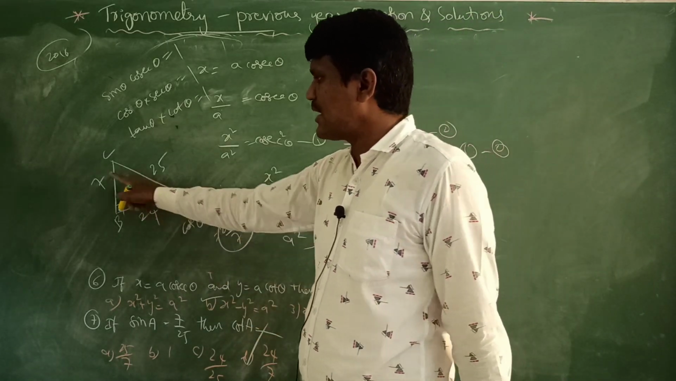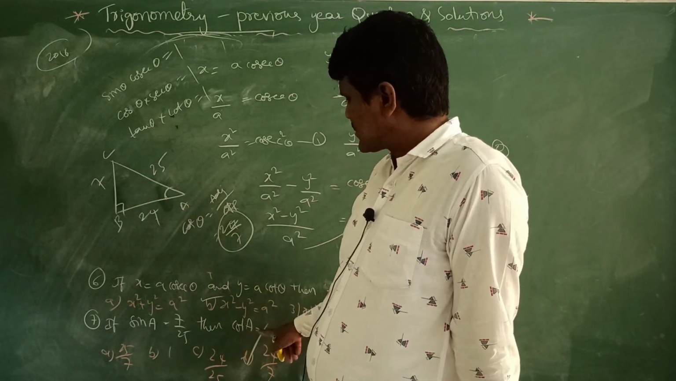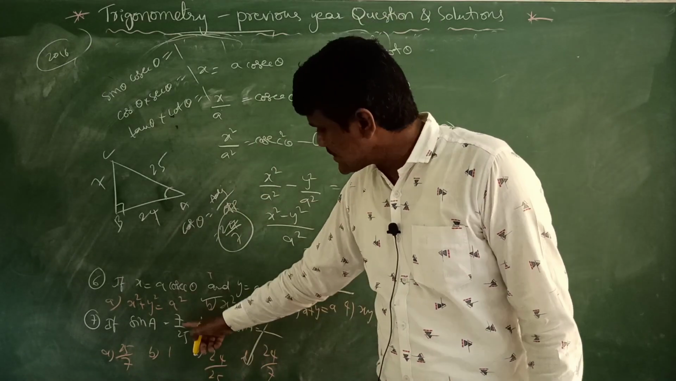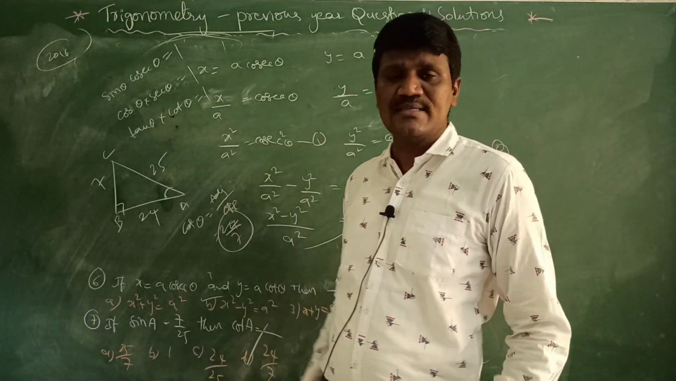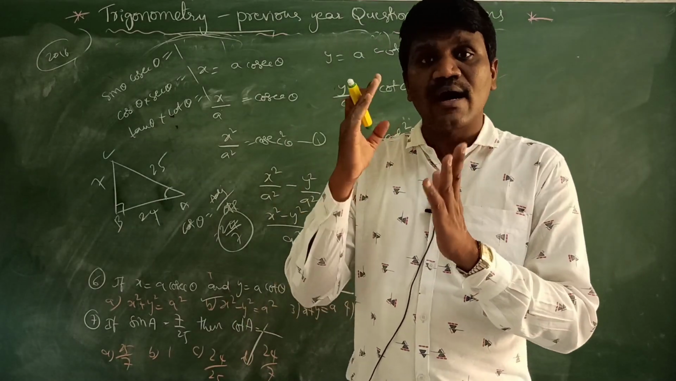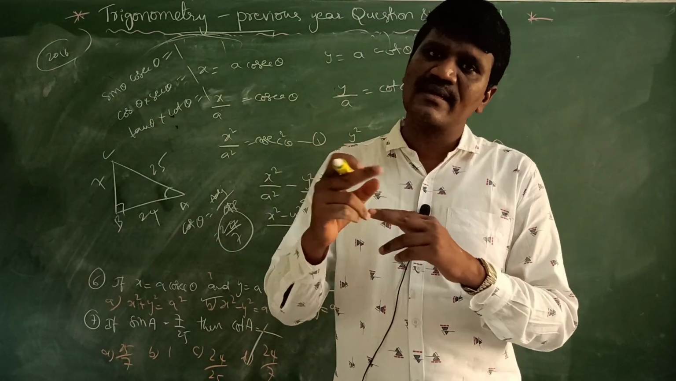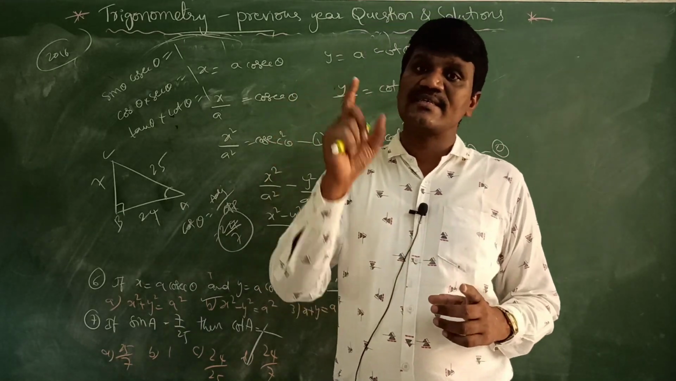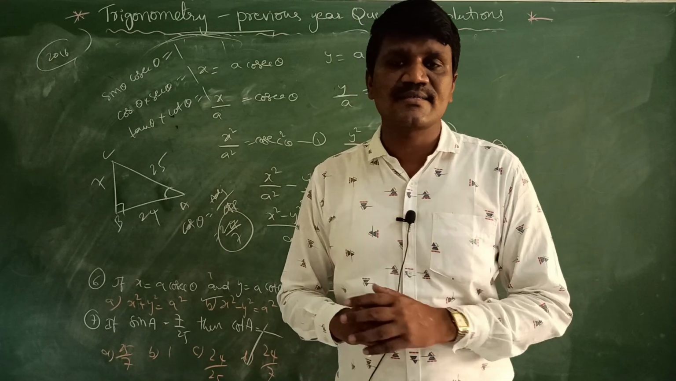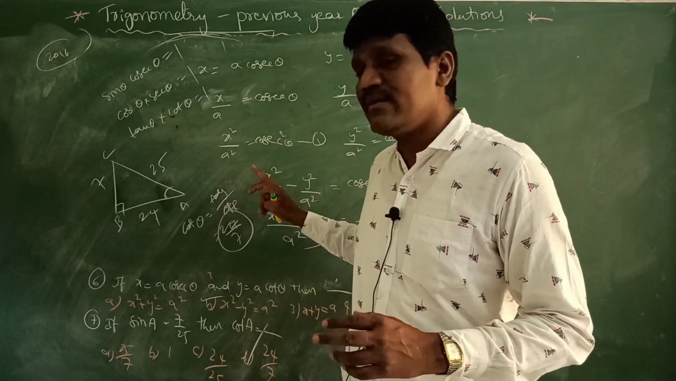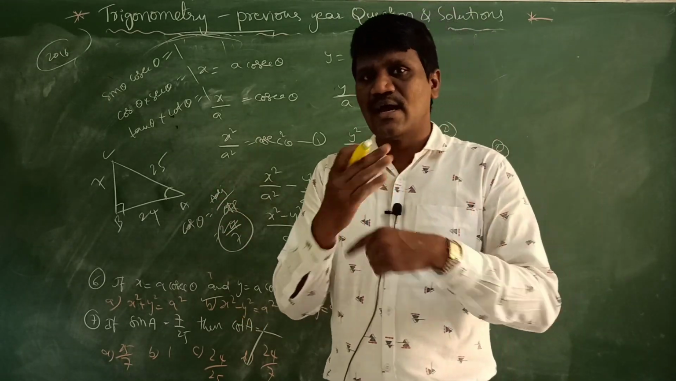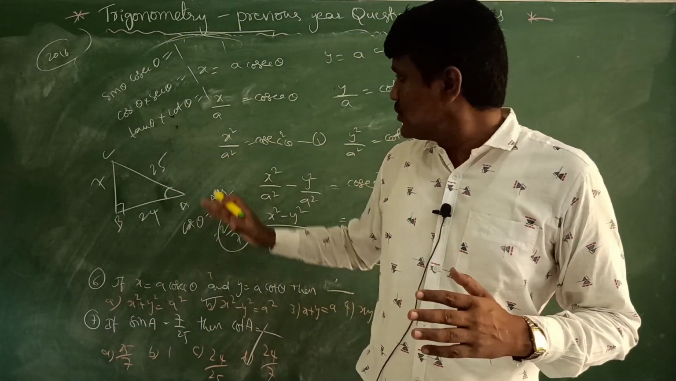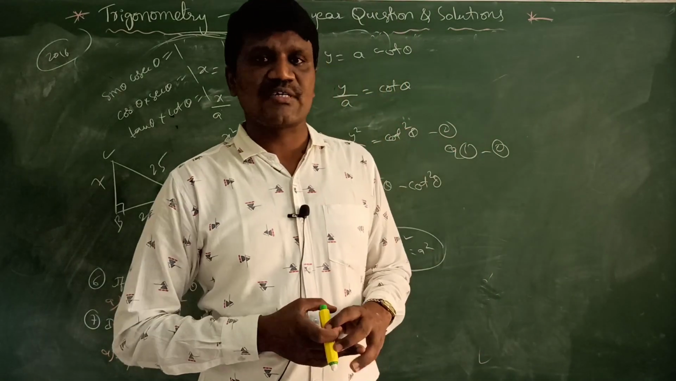If you remember like this, whatever they ask: if they ask cot, adjacent by opposite. Sine is opposite by hypotenuse. Cos is adjacent by hypotenuse. Sec, the reciprocal of cos, is hypotenuse by adjacent. Tan is opposite by adjacent. Cot is adjacent by opposite. Okay students, we have already explained this while explaining the chapter. So this is about the 2016 question paper.